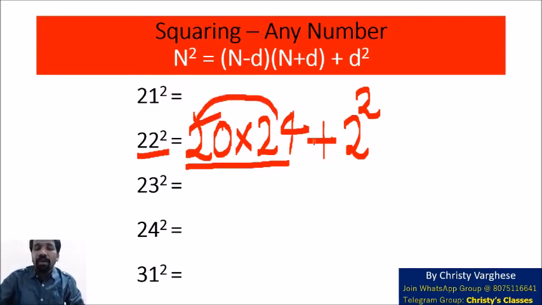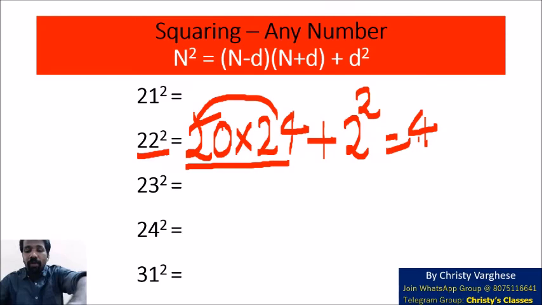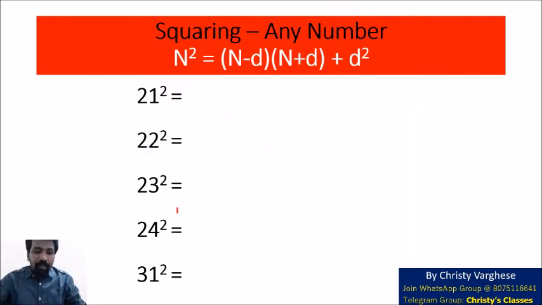Easy. 24 double is 48. Attaching a 0, 480. 480 plus 4 is 484. The fewer steps you can do, the better it is. So 484 will be the answer. I think that is also clear.